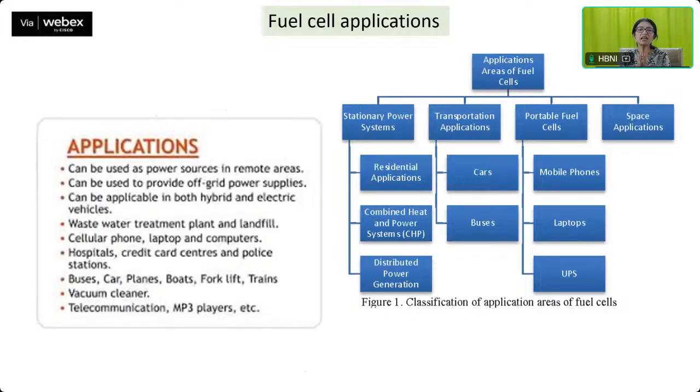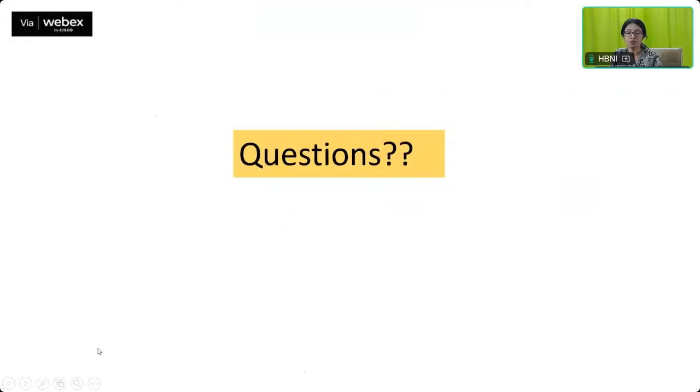So all these fuel cells can be applied as energy storage devices for all these different applications. You can have stationary power systems, transportation applications, portable fuel cells, and space applications. So these are the classification of application areas of the fuel cell.